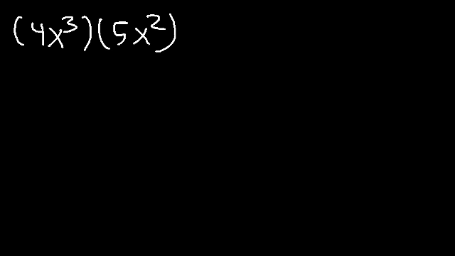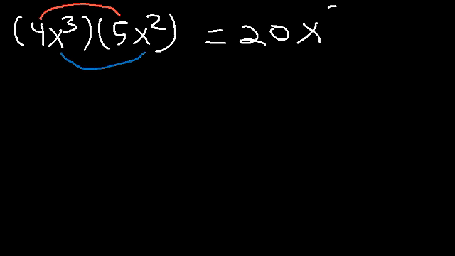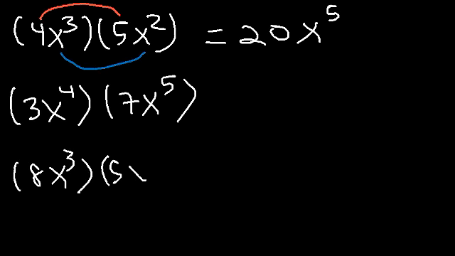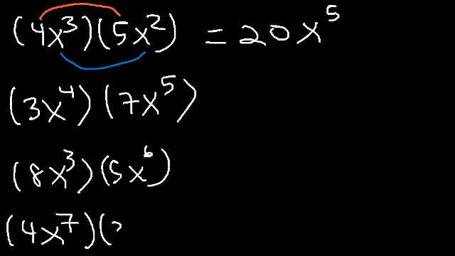The first thing we need to do is multiply the constants. 4 times 5 is equal to 20. And then multiply the variables. x cubed times x squared. And that's x to the 5th power. So let's try some more examples. Try these. 3x to the 4th times 7x to the 5th. Let's rewrite that. And then 8x to the 3rd times 5x to the 6th. And 4x to the 7th times 3x to the 5th.